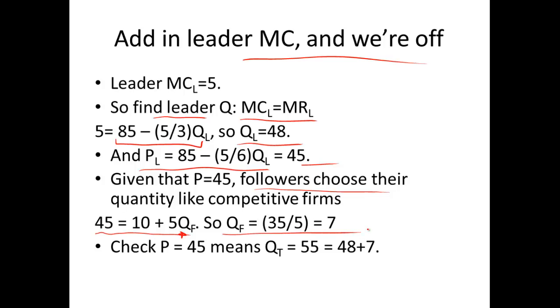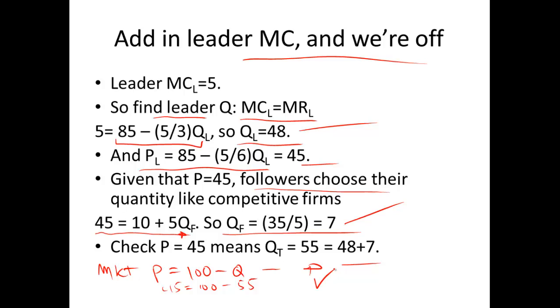Now let's check if this all makes sense. We're saying the price is equal to 45, and recall that the market demand curve was P equals 100 minus Q. So if the price equals 45, that means the quantity has to equal 55. Now let's think about whether the quantities add up. We said the leader quantity is 48, follower quantity is 7. Sure enough, 48 plus 7 equals 55. So big check. Seems like we got this right. Well, we did get this right.